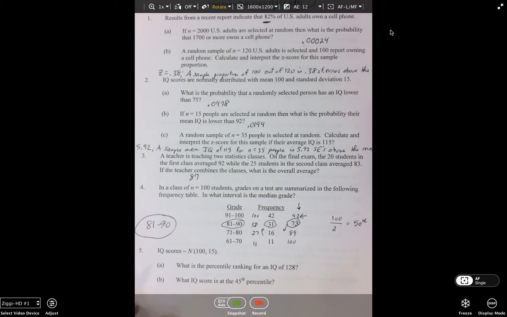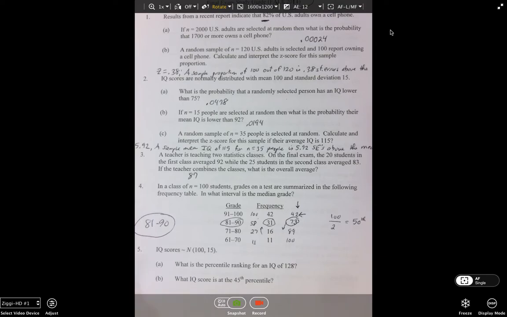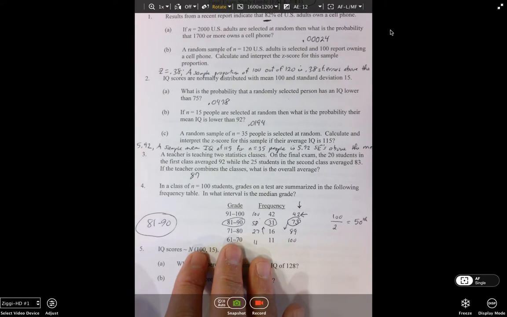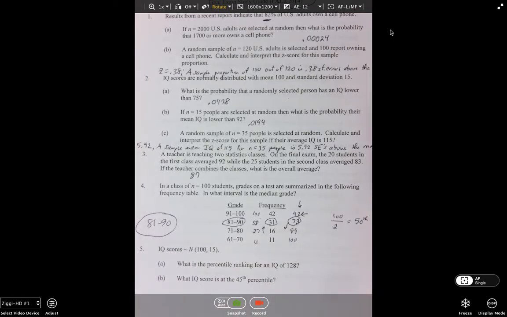Guys, part 5, number 5, IQ scores are normally distributed. Oh, that's a typo. No, it didn't. No, it's good. I was thinking I wanted that question to be Z-scores. So I was thinking about what I was wanting to give you and not what I gave you. But this is what I gave you, so ignore me. Not totally, but ignore me in that situation.